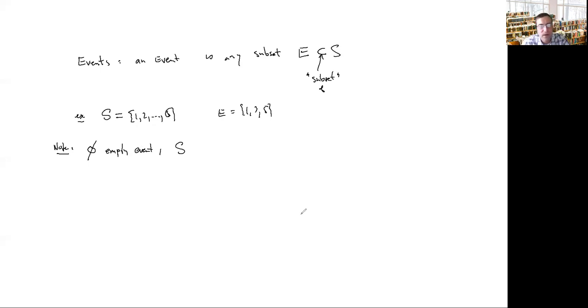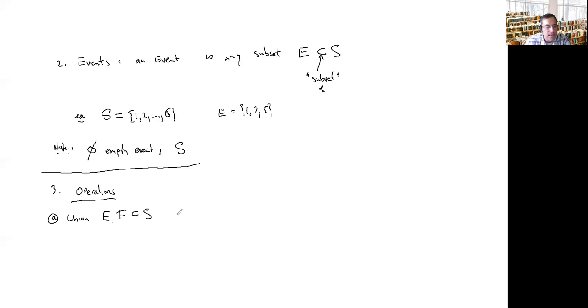All right. So I want to talk about next operations on events. Maybe I'll number this as 3. Operations. Well, the operations I'm thinking of are all the operations you can do with sets and subsets. So first of all, there's the operation of union of events. Suppose you're given two events, let's call them E and F, inside the same sample space, S.